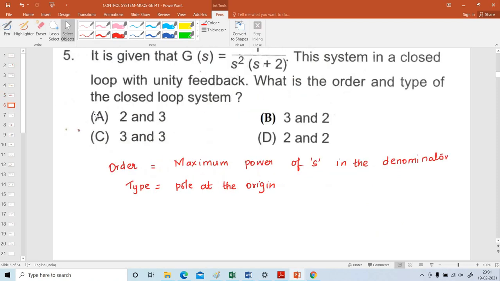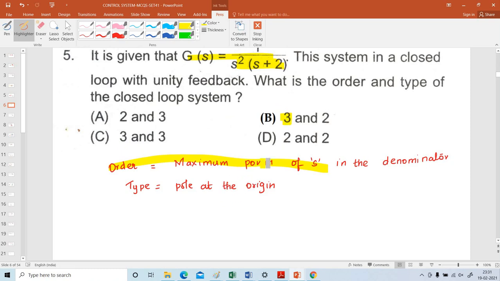Next problem. It is given that G of S is equal to 1 by S square into S plus 2. This system is in a closed loop with unity feedback. What is the order and type of the closed loop system? What is order? Maximum power of S in the denominator. So the maximum power is S square into S, that is S cube. So 3 is the correct answer.